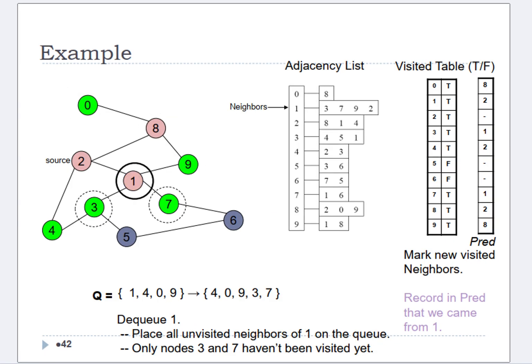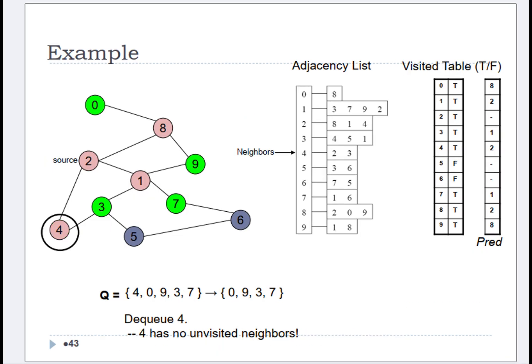Example: adjacency list, visited table T/F, source, pred, Q equals 1, 4, 0, 9 → 4, 0, 9, 3, 7. Mark new visited neighbors. Record in pred that we came from 1. Place all unvisited neighbors of 1 on the queue. Only nodes 3 and 7 haven't been visited yet.